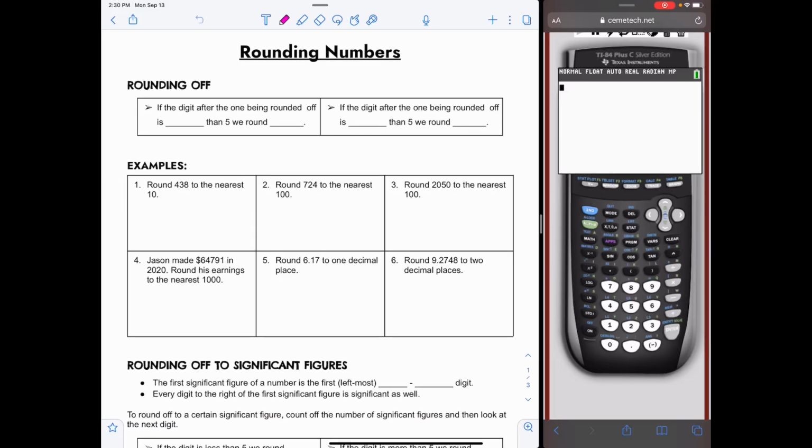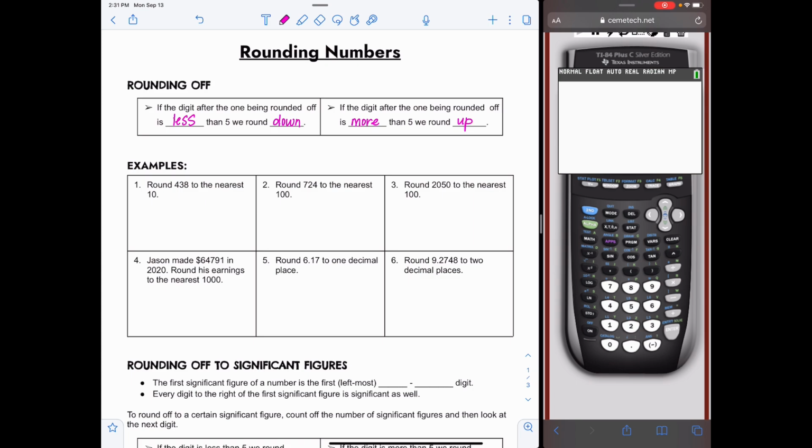Hello, we're going to talk about rounding numbers. So let's do a review of basic rounding. Anytime you round off a number, you need to understand that if the digit after the one being rounded off is less than 5, then we are going to round down. If the digit after the one being rounded off is more than 5, then we are going to round up.